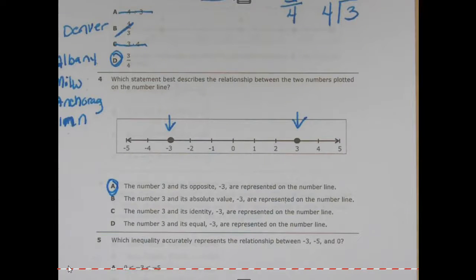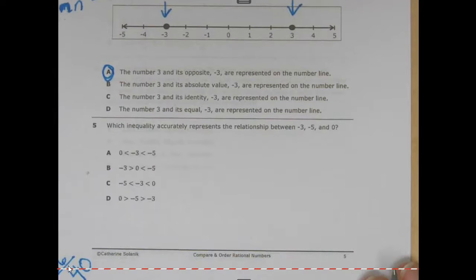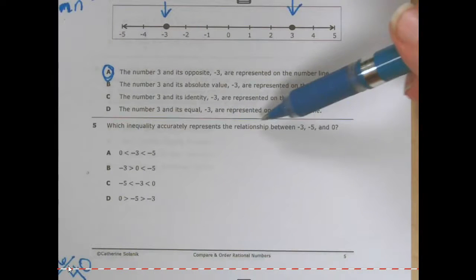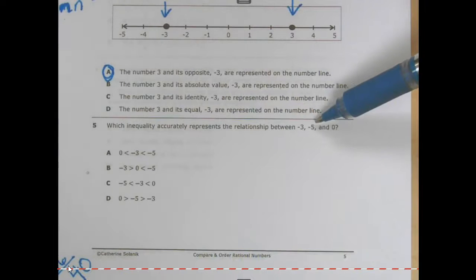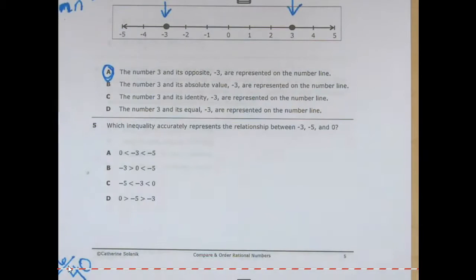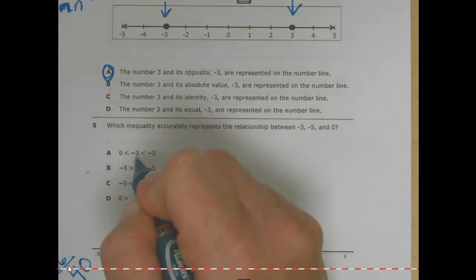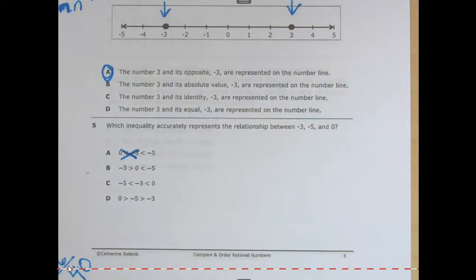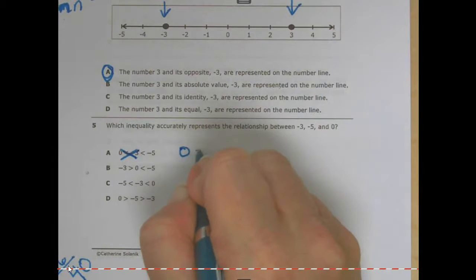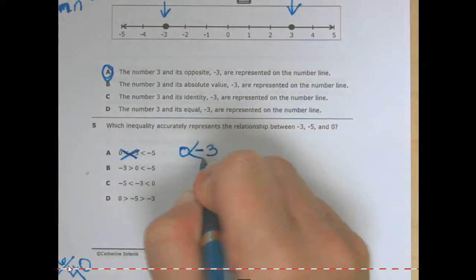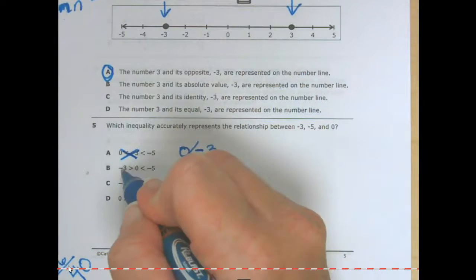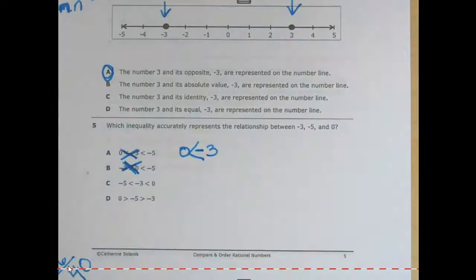Number 5. Which inequality accurately represents the relationship between -3, -5, and 0? So let's look at each one. Is -3 greater than 0? No. Wait, let's look at that again. It should be 0, -3. That means, is -3 greater than 0? No. Still, -3 is not greater than 0.